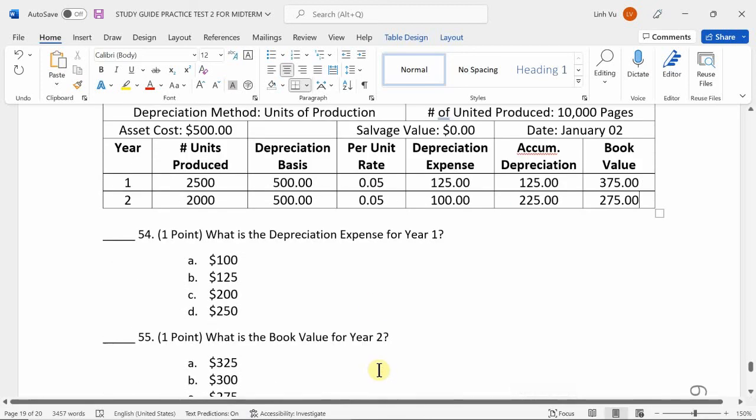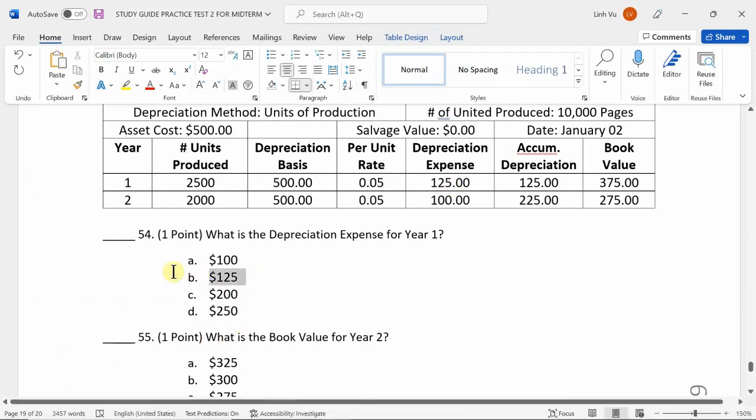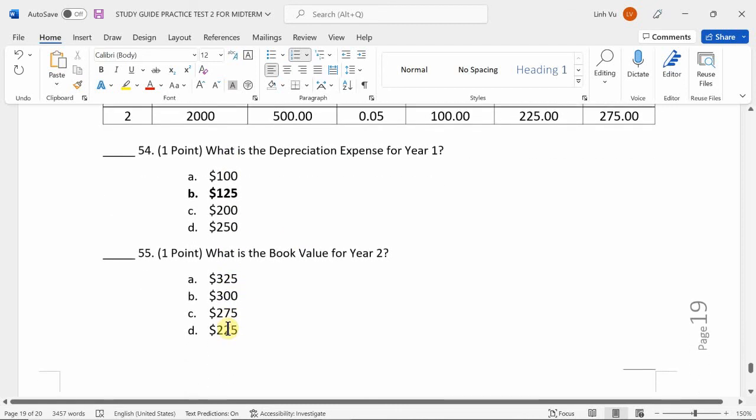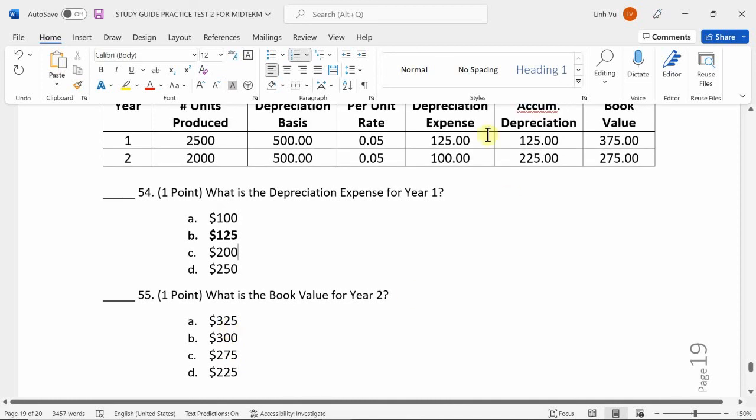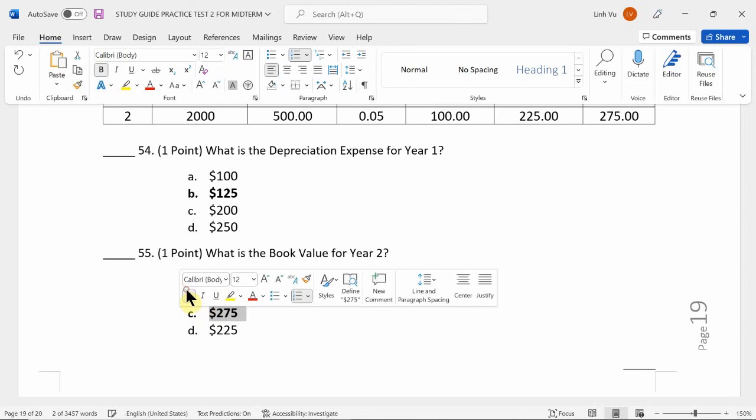So question 54 says, what is the depreciation expense for year 1? The depreciation expense for year 1 was $125. So be careful, I could include all the answers. Question 55, what is the book value for year 2? After depreciating it for $225, you should have left over $275. That is your current book value.